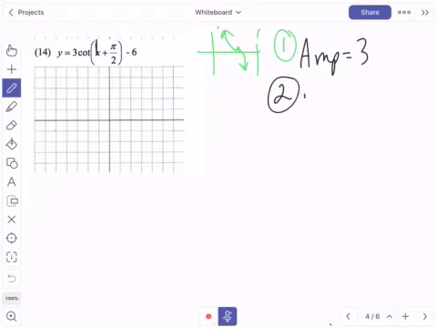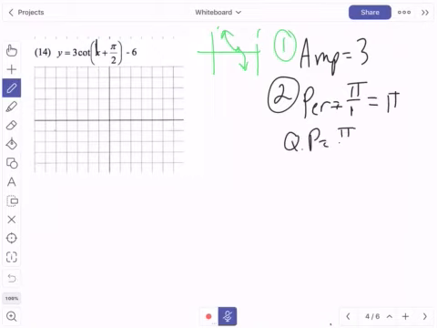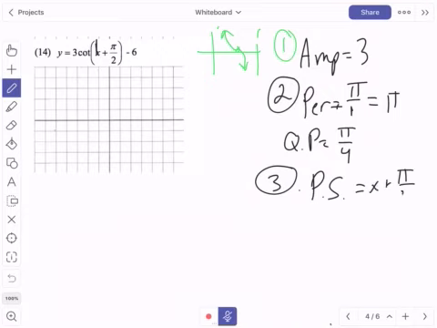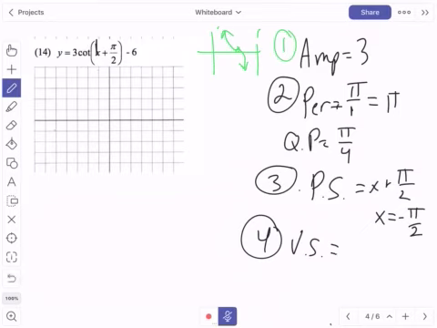Now, our period is not 2 pi over b. What is it? Pi over b, that's right. So it's pi over b, so it's pi over 1, so our period's going to be pi. Our quarter period then is going to be pi over 4. And then for phase shift, I'm going to set x plus pi over 2 equal to 0. So x is going to equal negative pi over 2. And then the last thing is vertical shift is going to be equal to negative 6.